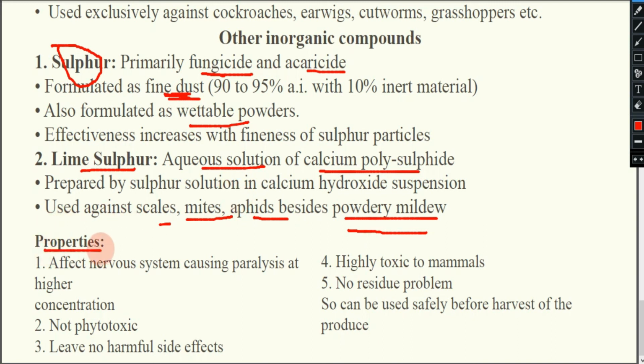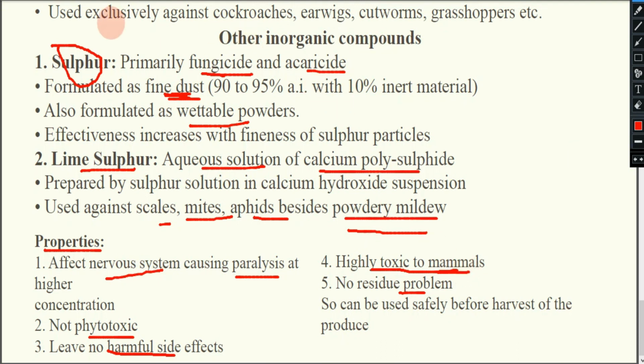Then coming to the properties of these sulfur compounds or pesticides, they affect the nervous system causing paralysis. They are not phytotoxic. They do not leave any harmful side effect, that means their pesticide residue will be very less. But they are toxic to mammals. No residue problem, already told you. Toxic to mammals, okay, this is important. And they can be safely used on crops before harvesting.